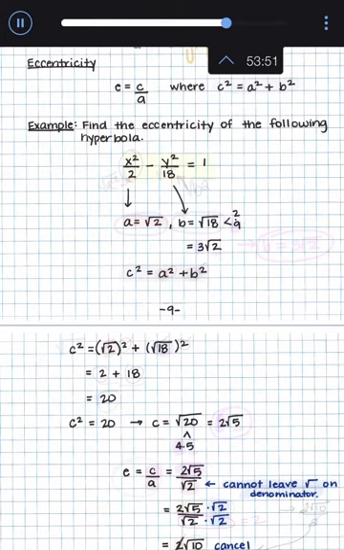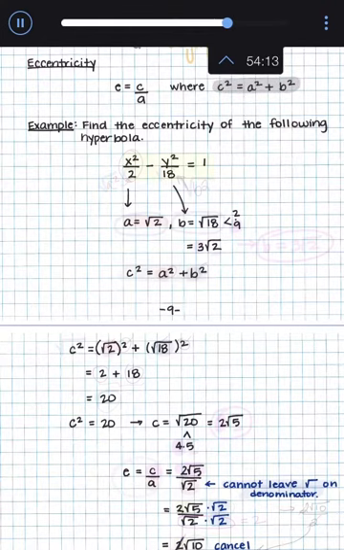Again, let's talk about eccentricity, but this time for hyperbolas. Again, eccentricity equals c over a. But if we're talking about hyperbolas, the formula to find c is different. For hyperbolas, it's c squared equals a squared plus b squared.